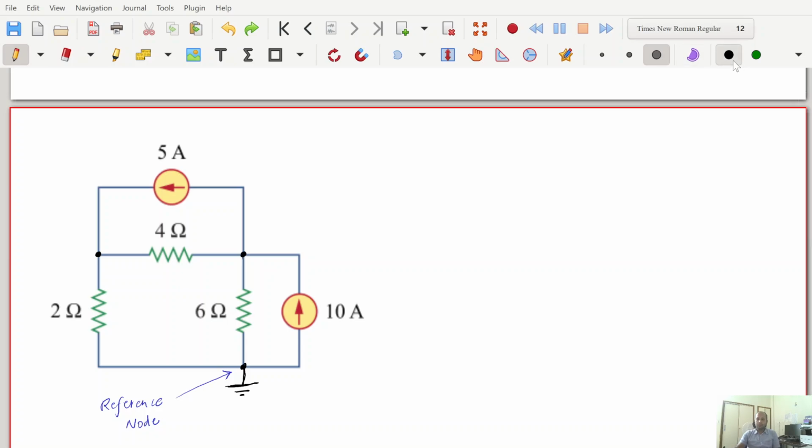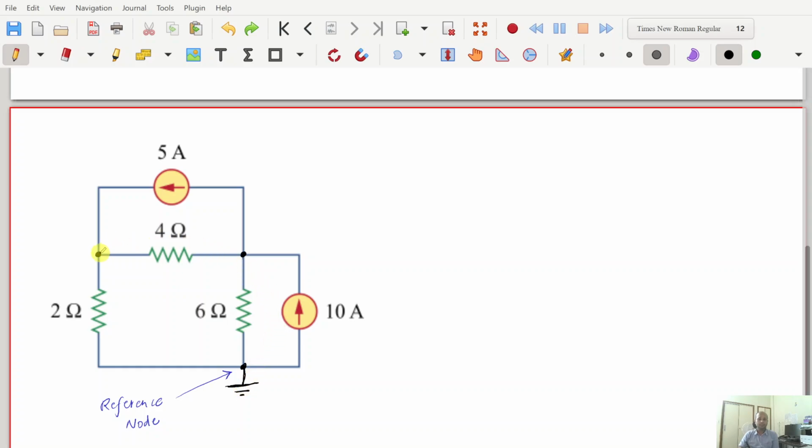Reference node. Now once we have connected one of the nodes to ground, we can see there are 2 other nodes. These remaining 2 nodes are known as non-reference nodes. Before that, what will be the voltage of the reference node? Yes, it is going to be equal to 0 because it is connected to ground.